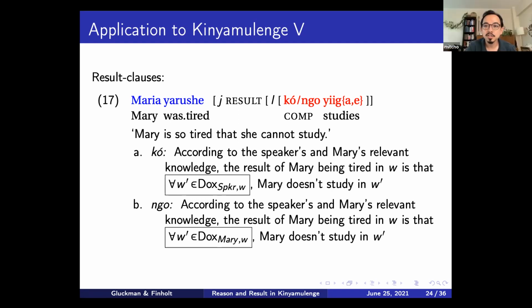Let's go to Josh. Cool, thanks. That was obviously super interesting data. I have a couple of questions. Firstly, just empirically, a clarification question. Can 17 also receive a reason reading? I think pragmatically, no. I think if we tried to force it to... So it can't mean she's tired because she's been reading, or because she's been studying so much?